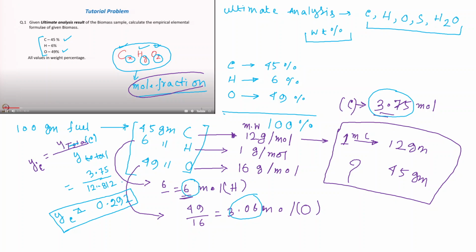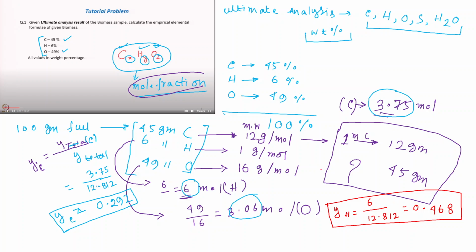Similarly, if you calculate the mole fraction of hydrogen, the total mole of hydrogen is 6 divided by the total mole, 12.812. It comes to 0.468. This is the mole fraction of hydrogen.